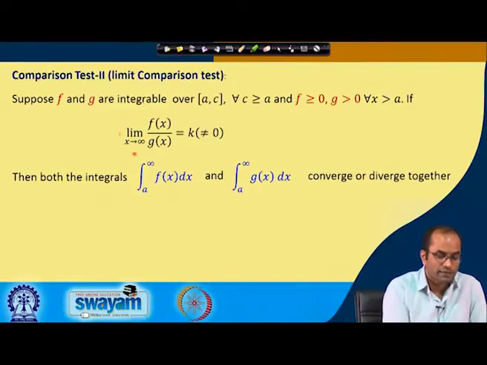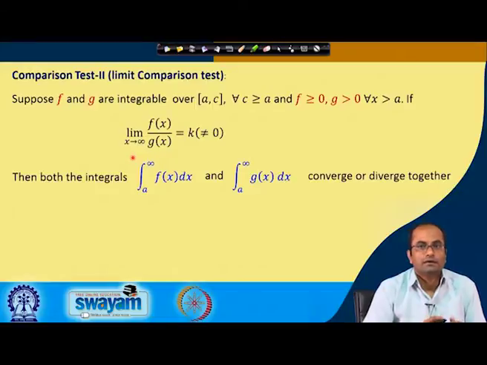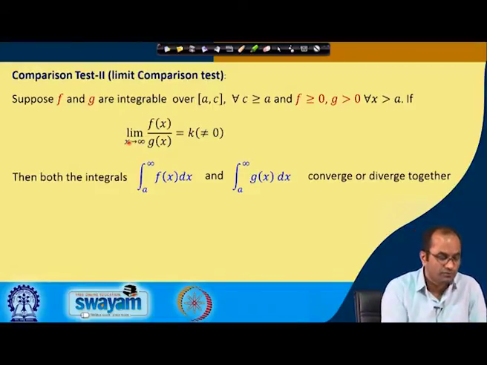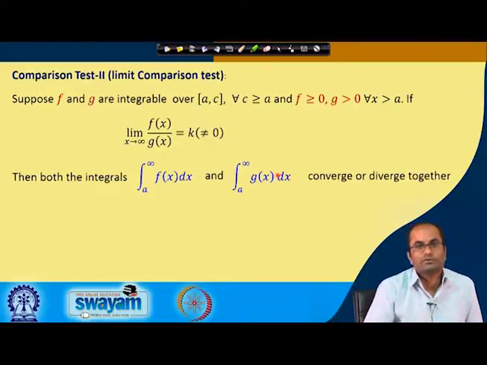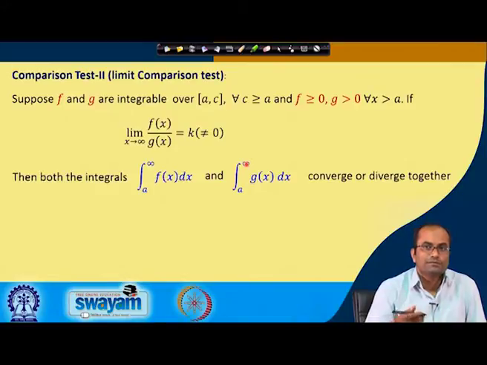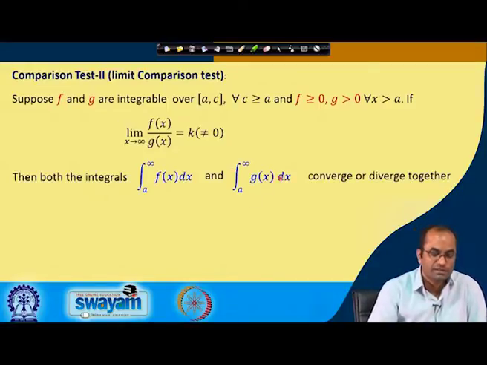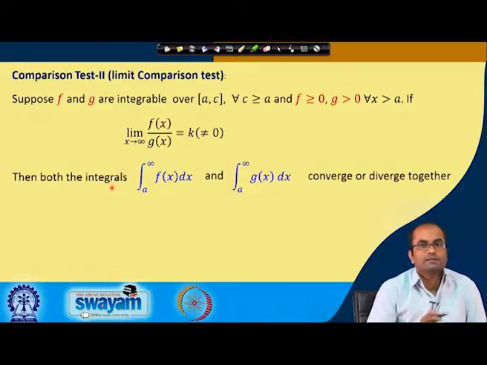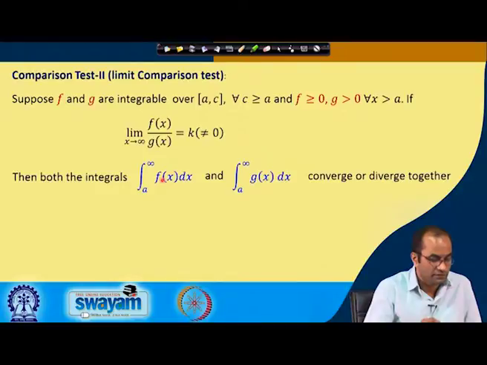Again, as I said, the behavior of both functions is the same as x approaches infinity, and in that case we can easily conclude that if one converges, the other will also converge. This is going to be very useful, because for a given integral, suppose f(x) is given, we will construct a g whose behavior is known, meaning we know whether the integral over g converges or diverges, and based on that we can easily conclude the convergence of the other integral.